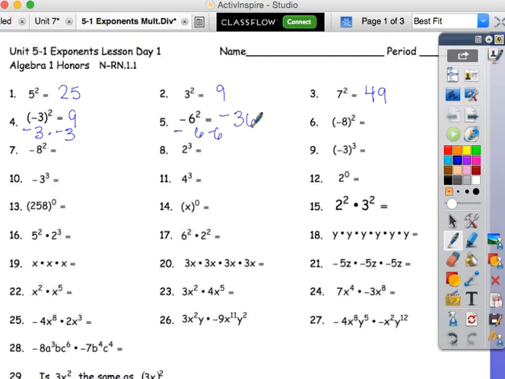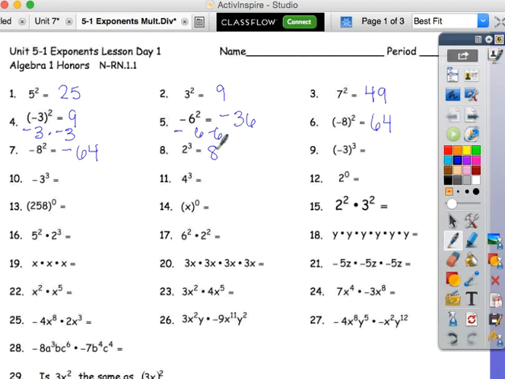Okay, number 6, negative 8 in parentheses squared would be what? 64. Positive 64. Very good. Number 7, negative 8 squared, no parentheses, would be what? Negative 64. Okay, good. Number 8, 2 to the third power, or 2 cubed. 2 times 2 times 2 is 8.